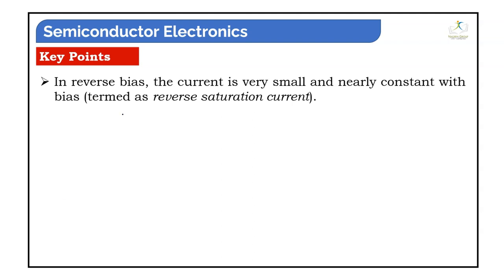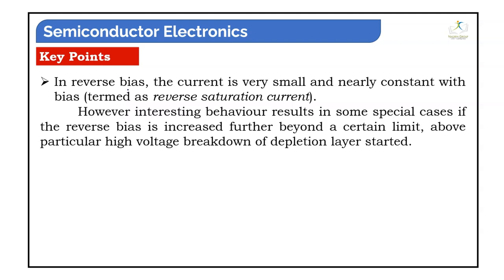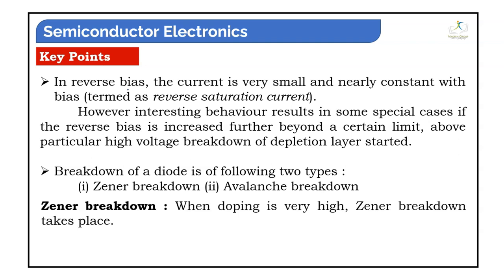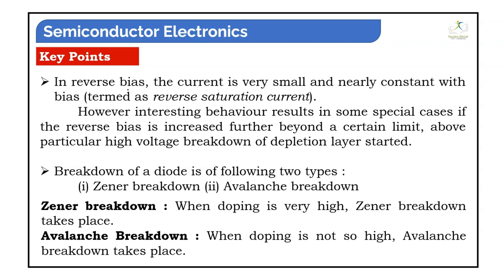So in reverse bias, the current is very small and nearly constant with the bias, termed the reverse current. However, interesting behavior results in some special cases if the reverse bias is increased further beyond a certain limit, at a particular high voltage, breakdown. So breakdown of the depletion layer starts. Breakdown of a diode is of two types: Zener breakdown or avalanche breakdown. Zener breakdown takes place when doping is very high, and avalanche breakdown takes place when doping is not so high.